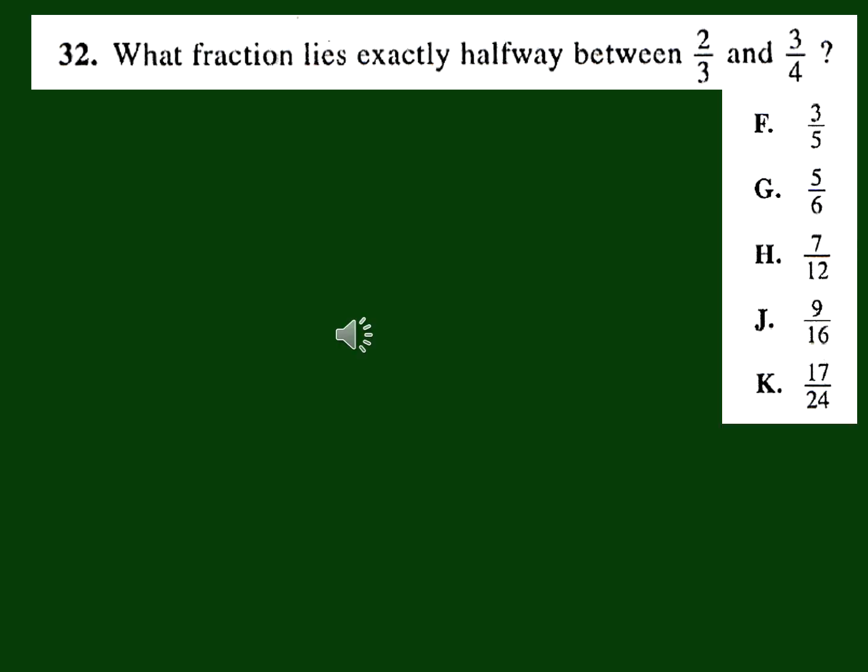Question number 32. What fraction lies exactly halfway between 2/3 and 3/4? And it might be 3/5, 5/6, 7/12, 9/16, or 17/24. So here they're essentially asking us to find the median. We have to add up the two fractions and then divide by 2.